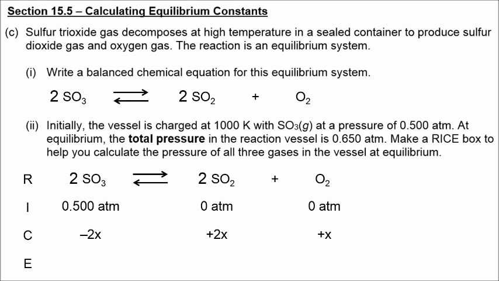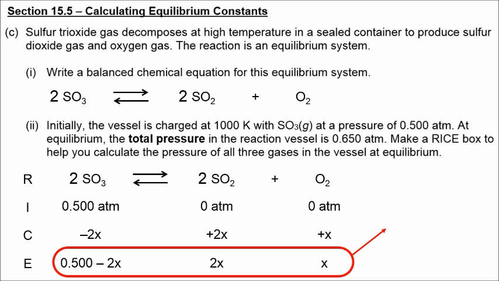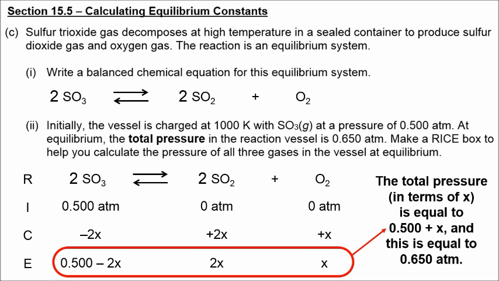So we're doing this in terms of pressure, not concentration, but it's the same idea. So at equilibrium, I now have 0.5 minus 2x for my pressure of SO3. I have 2x for my pressure of SO2, and I have x for my pressure of O2. The total pressure in the reaction vessel at equilibrium is 0.65, and that's equal to 0.5 plus x in terms of the algebra. So if 0.5 plus x is equal to 0.65, then x equals 0.15. So that's my pressure of O2 at equilibrium.